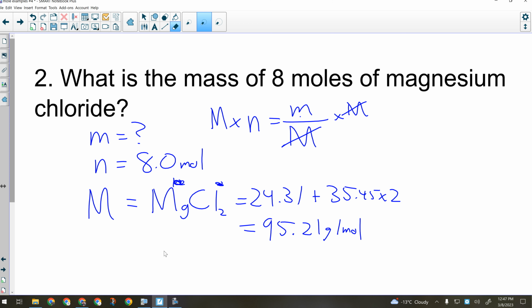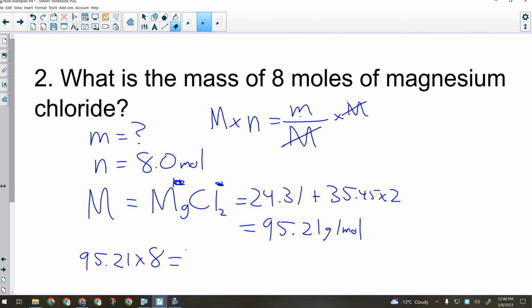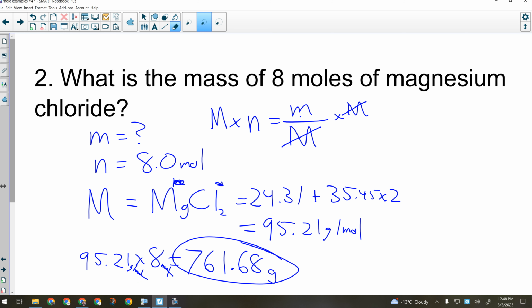So that will be 95.21 big M times 8 moles N. And that will give me my final answer. So times 8. 761.68. What are my units for that? Grams. Okay, oh, and you can see I didn't put my units in here. That should be grams per mole, and that should be moles. And then the moles will cancel, and I'd be left with grams.